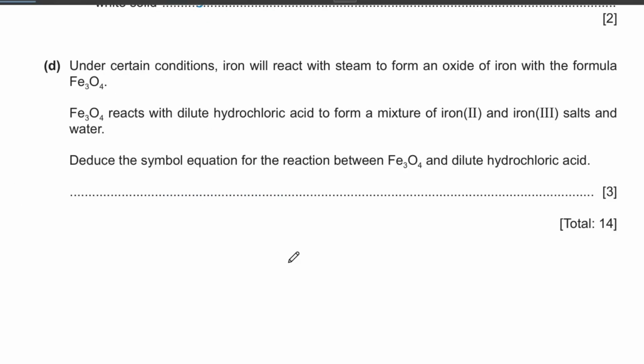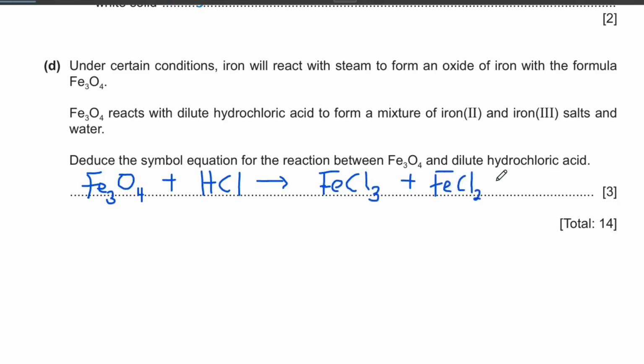Question D. Under certain conditions, iron will react with steam to form an oxide of iron with the formula Fe3O4. Fe3O4 reacts with dilute hydrochloric acid to form a mixture of iron 2 and iron 3 salt and water. Deduce the symbol equation for the reaction between Fe3O4 and dilute hydrochloric acid. So we have the reactant plus hydrochloric acid. Remember, we are told that the products are an iron 2 and iron 3 salt. So that means we are going to have iron 3 salt and iron 2 salt and then water.